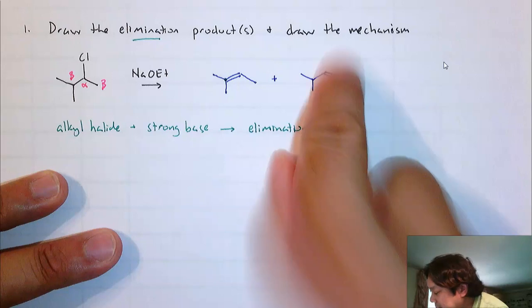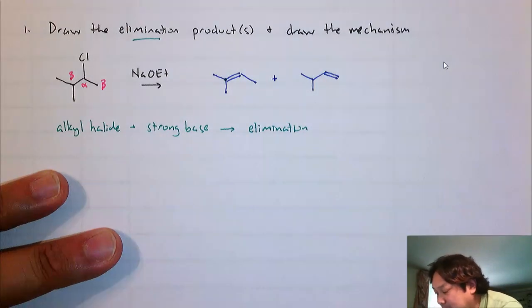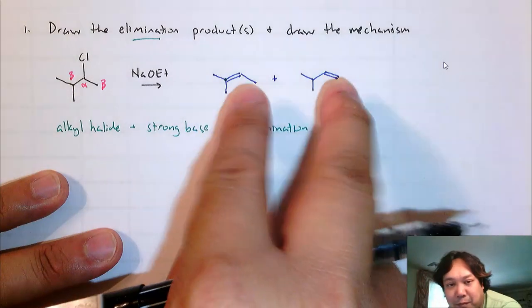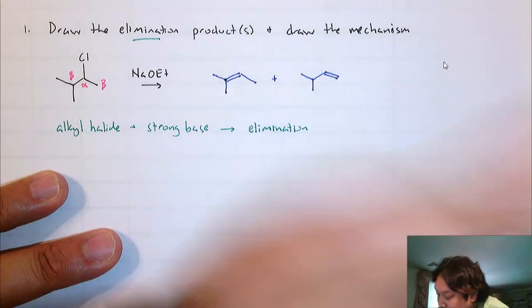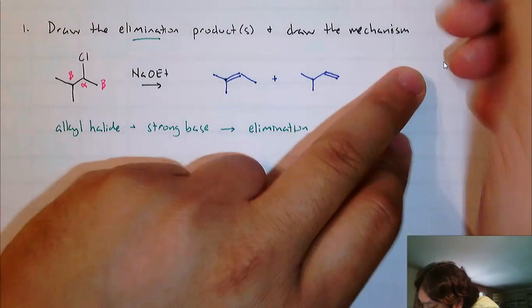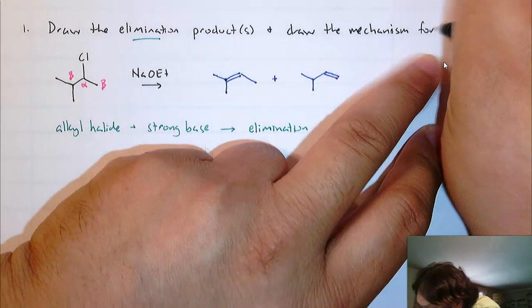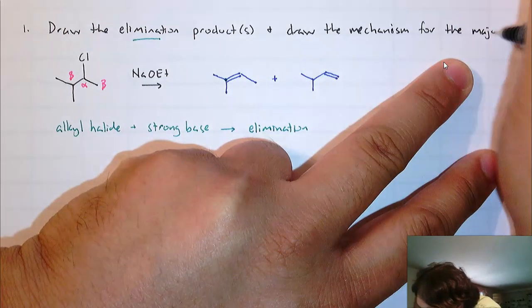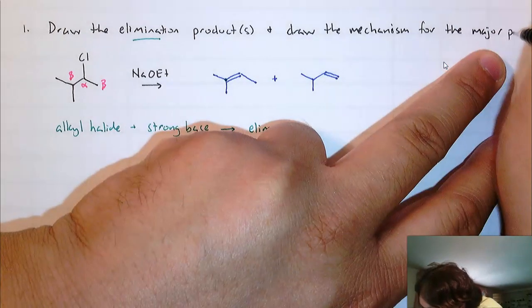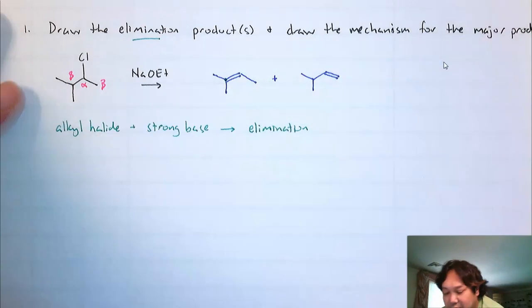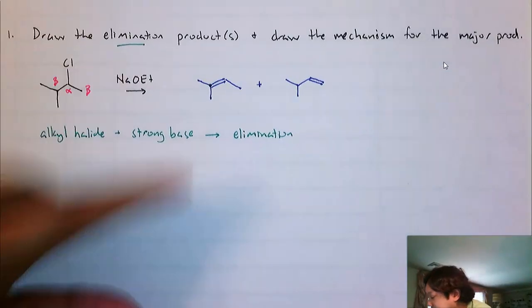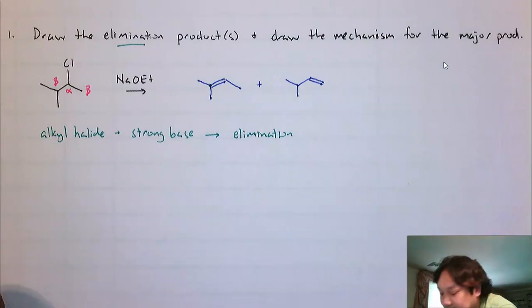It says draw the mechanism. I would not ask students on an exam to draw the mechanism for multiple products of the same reaction. So I would say here, draw the mechanism for the major product. Okay, do you see that? Draw the mechanism for the major product. Well, that means that we have to decide what the major product is.